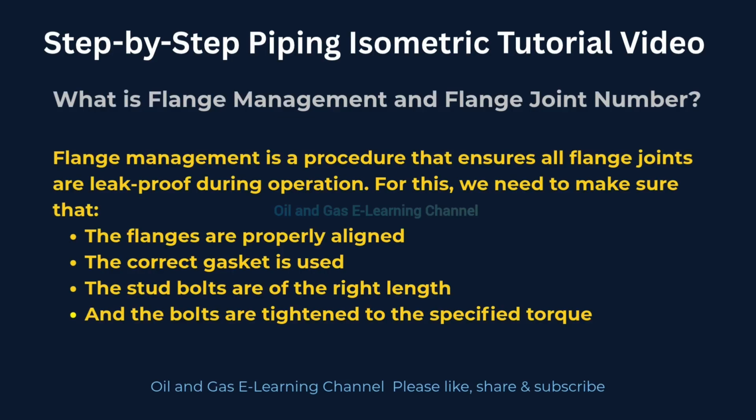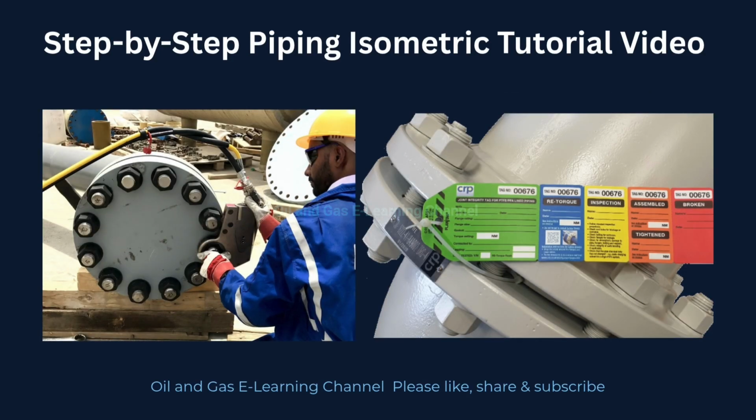Now let's learn about flange management and flange joint numbers in piping systems. Flange management is a procedure that ensures all flange joints are leak-proof during operation. For this, we need to make sure that the flanges are properly aligned, the correct gasket is used, the stud bolts are of the right length, and the bolts are tightened to the specified torque value.